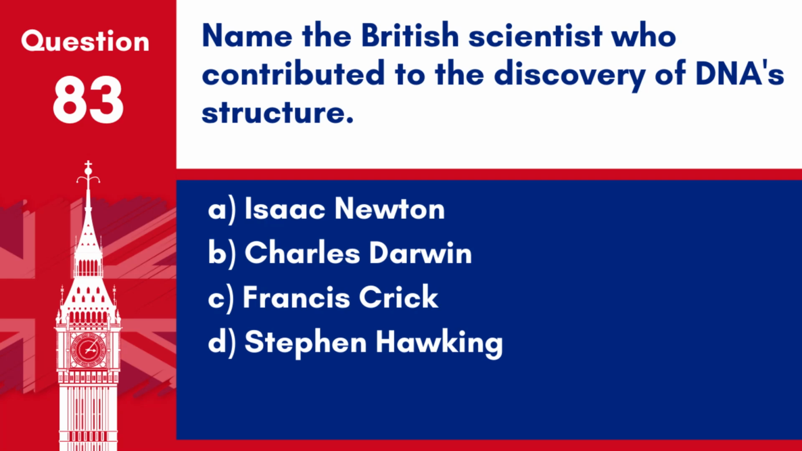Question 83. Name the British scientist who contributed to the discovery of DNA's structure. A. Isaac Newton. B. Charles Darwin. C. Francis Crick. D. Stephen Hawking. Answer: C. Francis Crick. Francis Crick, along with James Watson and Rosalind Franklin, played a crucial role in understanding the double helix structure of DNA, a milestone in the field of genetics and molecular biology.